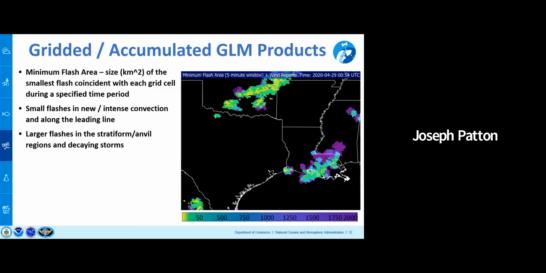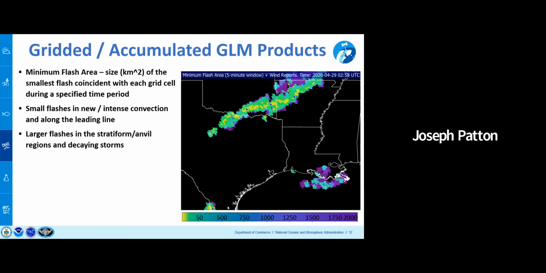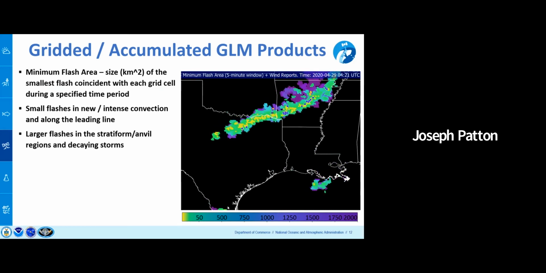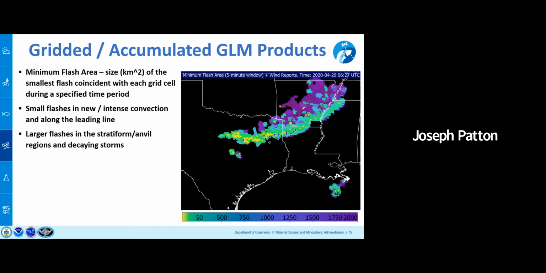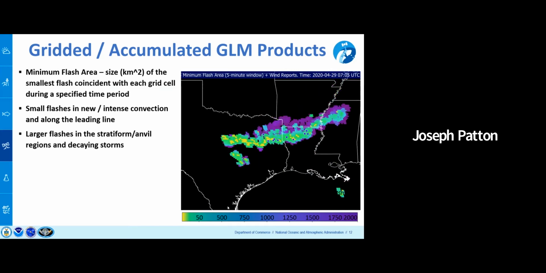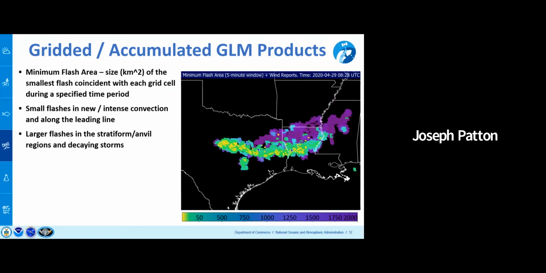So one of the other main gridded products that's used by the Weather Service and other operational forecasters is minimum flash area, or MFA for short. And minimum flash area is the size in square kilometers of the smallest flash that occurs within that grid cell during that specified time period.